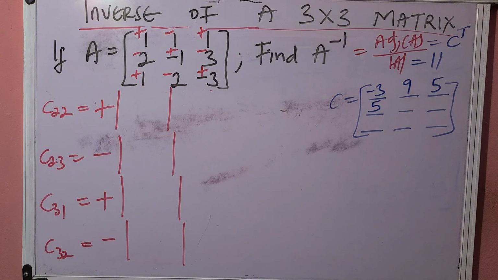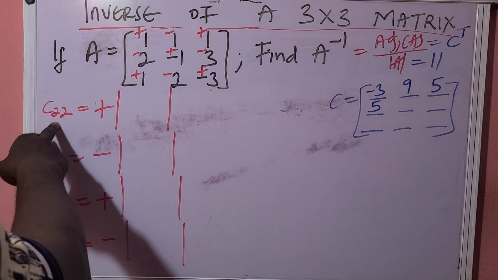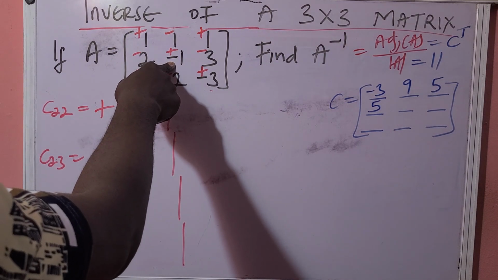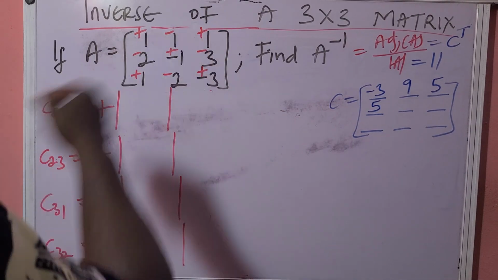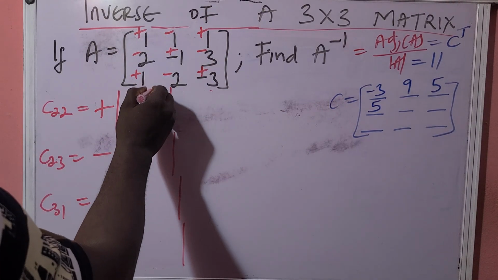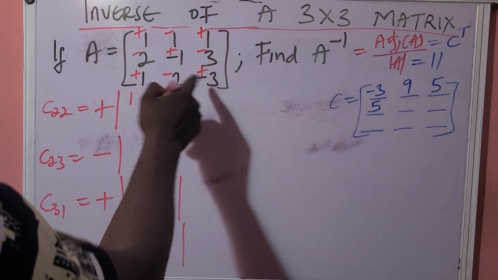So we need to go on to fill in the values for the resultant matrix. This is 2, 2, row 2, column 2. We block off row 2, we block off column 2. We are left with 1, 1, 1, 1, 1, minus 3.